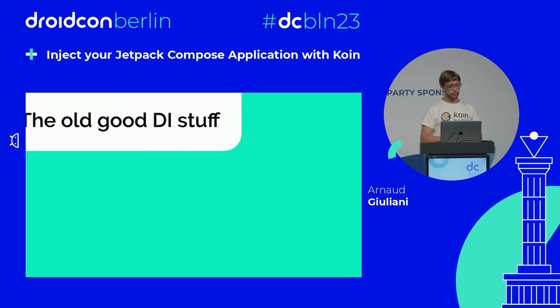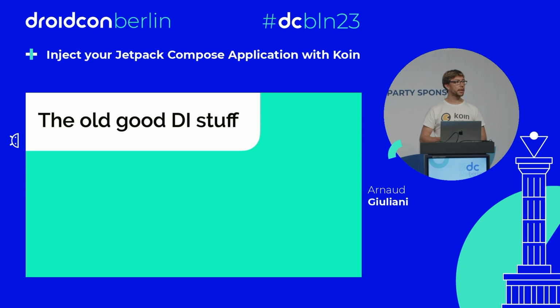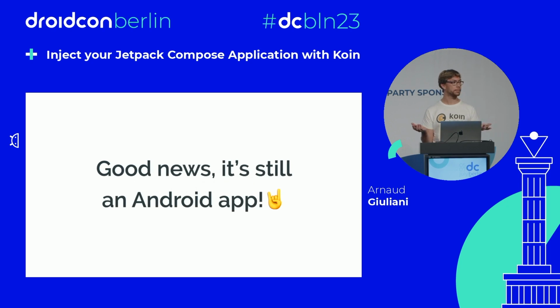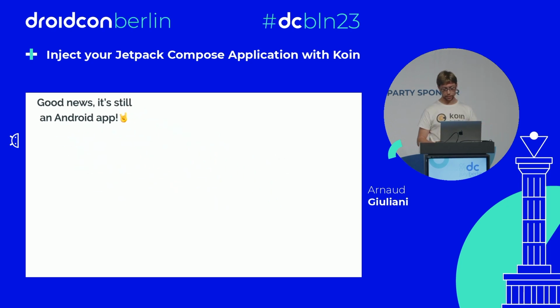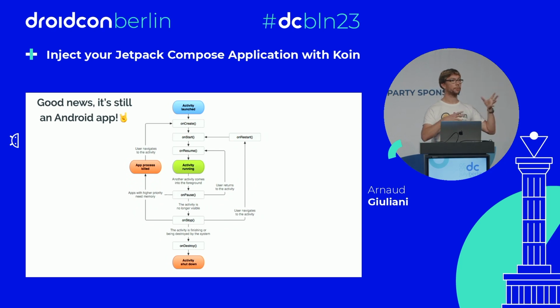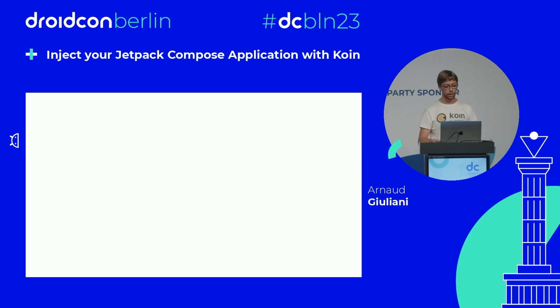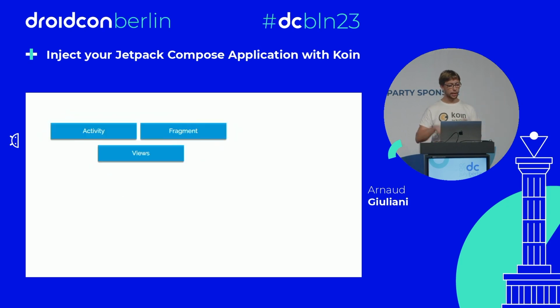Let's go with the first topic, about the good old DI in Android. And I have a first piece of good news for you. The good news is, it's still an Android app. And you may know this. It's perhaps one of the first diagrams that gave you nightmares at the beginning when you were developing in Android, but you know it. You know how it behaves, its activity lifecycle. We know how to wire these Android components around this lifecycle. And that's cool, because finally we can sum this up as this diagram.